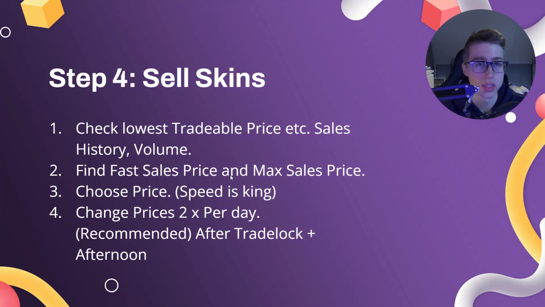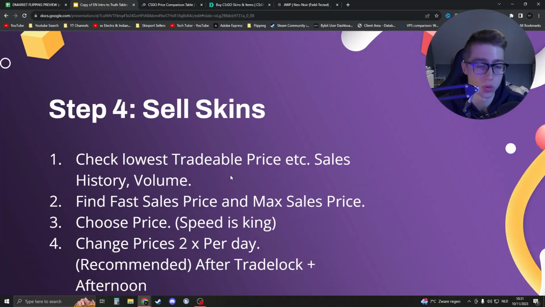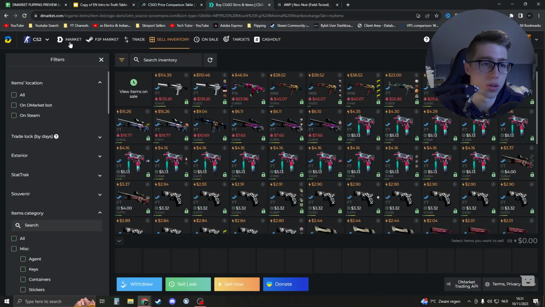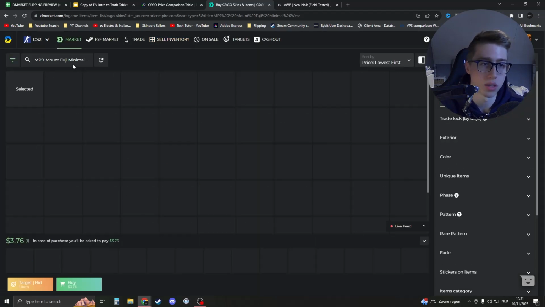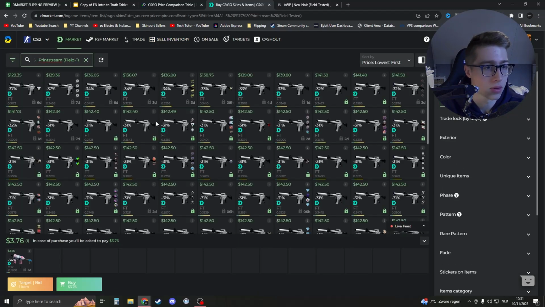Now, sell the skins. So basically what you're going to do is when the skins are tradable, you're going to go to the skin. Okay, Sprint Stream, Field-Tested. You're going to search for the skin. You're going to see what's the lowest tradable. In this case, it's 141.39. So you're basically going to put it for sale for 141. Just undercut it by a little bit. Don't undercut it by 1 cent, because then somebody's going to look at the float instead of the price. So do that when you sell it.